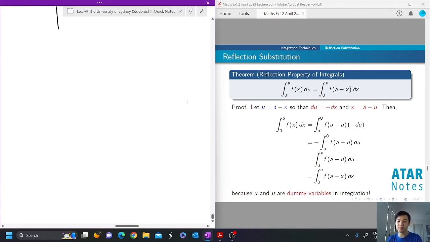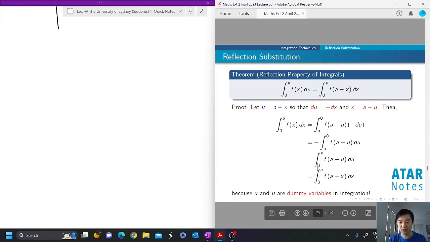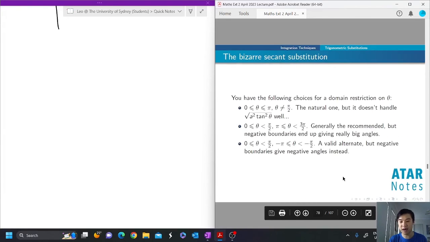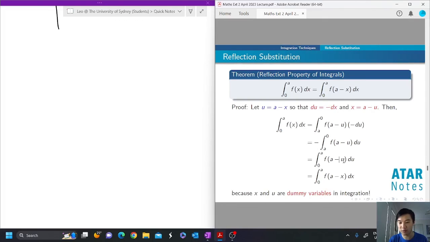And you can prove it using a substitution. You end up getting the integral from 0 to a of f of a minus u du, which is the same thing as the integral from 0 to a of f of a minus x dx. When you have definite integrals, you come across something called a dummy variable in integration, where it doesn't matter which variable you're working with. It's just basically saying the integral of this with respect to u is going to be the same as the integral of this with respect to x. It's just a variable that you're using. The definite integral will be the same.